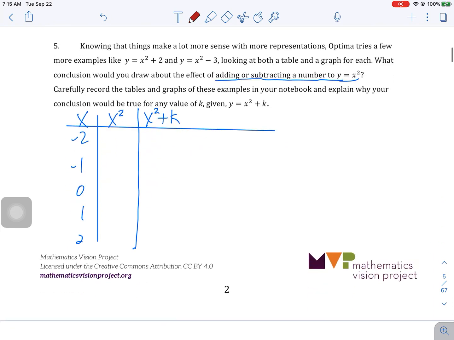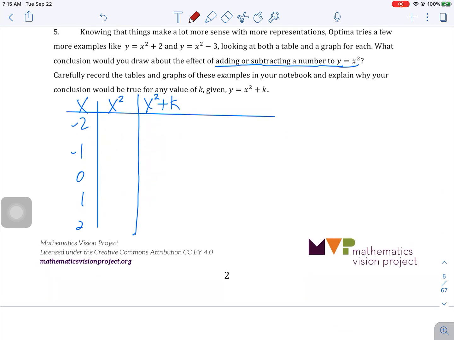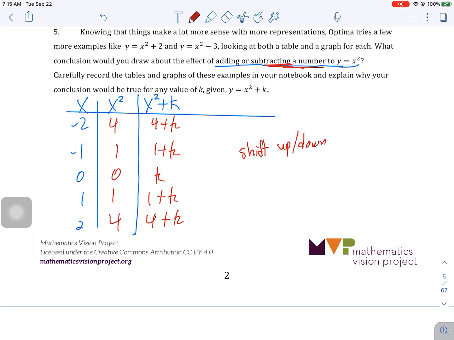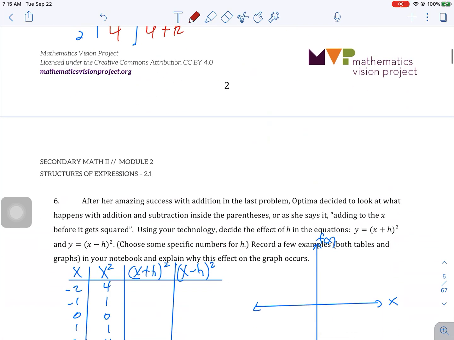Okay, and then you're supposed to use some technology to play around with these. So if you did that, you could do a table. The first one is, what if you're adding or subtracting a number? So we know this would be 4, 1, 0, 1, 4. This would be 4 plus k, 1 plus k, k, 1 plus k, 4 plus k. So the change is a shift up, or possibly down if it's negative, of k.